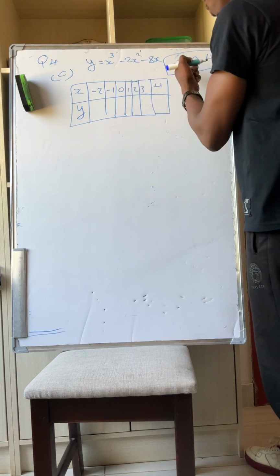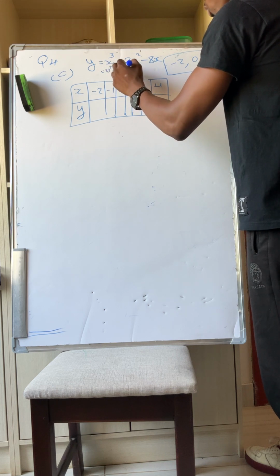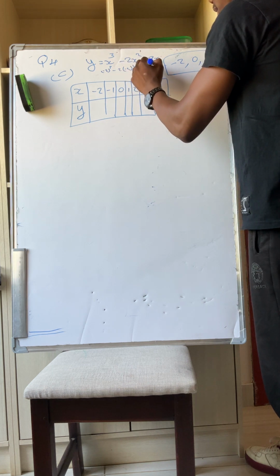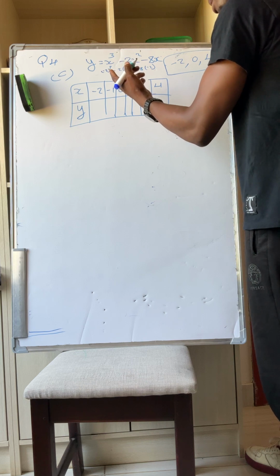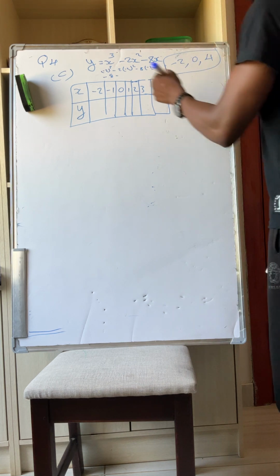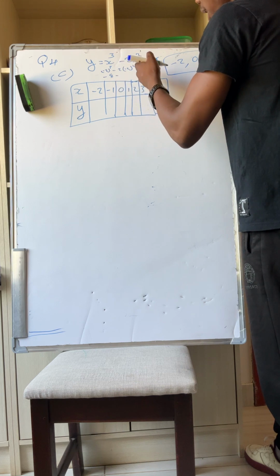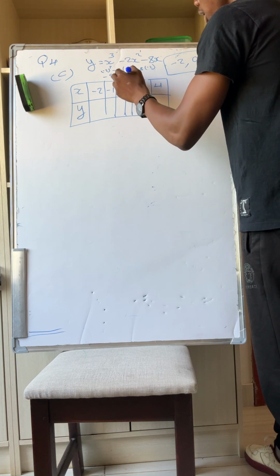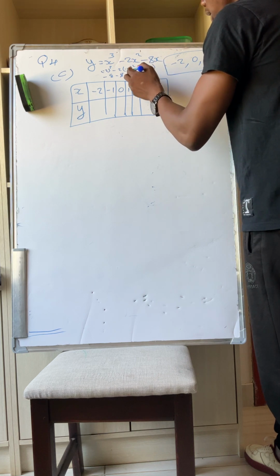So if I put negative 2 here: negative 2 cubed minus 2 open bracket negative 2 squared minus 8 times negative 2. Negative 2 cubed: negative 2 times negative 2 is 4, times negative 2, so I have negative 8. Minus 2 times negative 2 squared, I'm going to have 4 times negative 2, which is 8 here. Minus 8 times negative 2, that's negative 16.